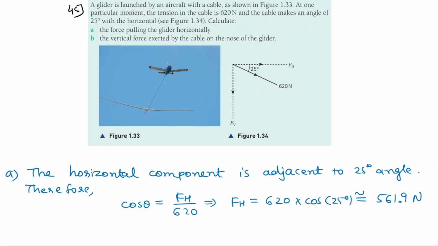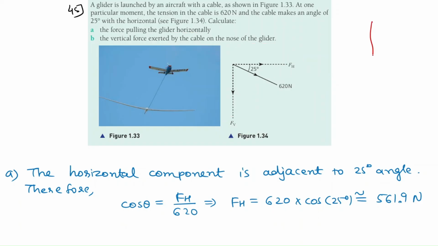Question number 45. A cylinder is launched by an aircraft with a cable as shown in figure 1.33. At one particular moment, the tension in the cable is 620 Newton. The cable makes an angle of 25 degrees with the horizontal. Don't bother yourself, they have given us the figure. Now, calculate the force pulling the cylinder horizontally, so you have to find the horizontal component of that vector. In B, the vertical force exerted by the cable on the nose of the cylinder, so you also have to find the vertical component.